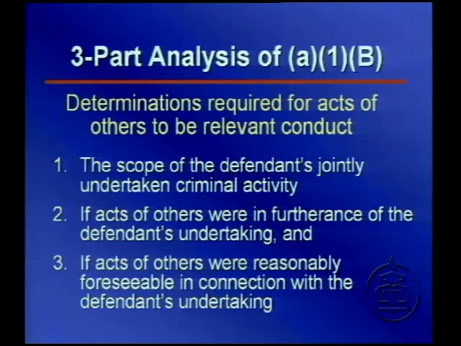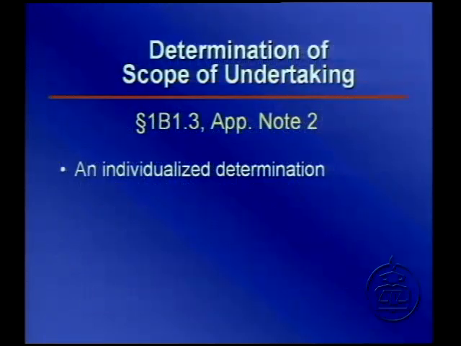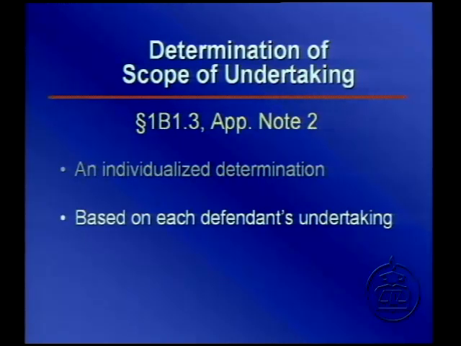So let's start by looking at each one of these individually. First, by determining the scope. And 1B1.3 Application Note 2 gives the court more guidance in how to make a determination of what the scope of the undertaking is. The first thing you'll see is that it has to be an individualized determination. And that individualized determination is going to be based on each defendant's undertaking. In other words, the court has to look at each individual defendant and make a decision as to what his or her undertaking is with others in the course of a jointly undertaken criminal activity.